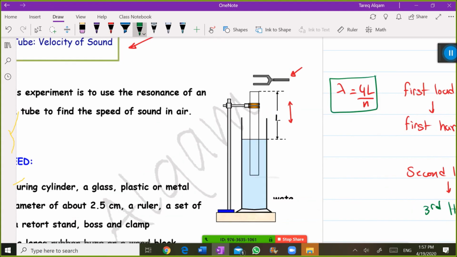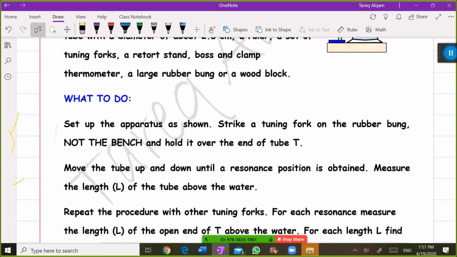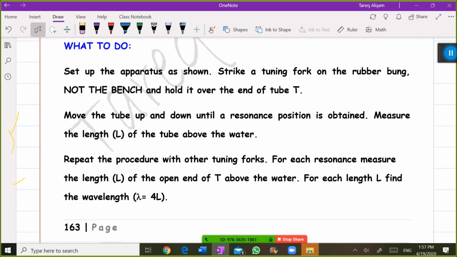So I have to repeat this procedure, right? First of all, set the apparatus as shown. Strike the tuning fork on a rubber bunch, not pinch it or hold it over at any end of the tube. Move the tube up and down until a resonance position is obtained and measure the length. Repeat the procedure with another tuning fork. For each resonance, measure what? The length. For each length, find the wavelength, which is 4L, because the wavelength is 4L over N.